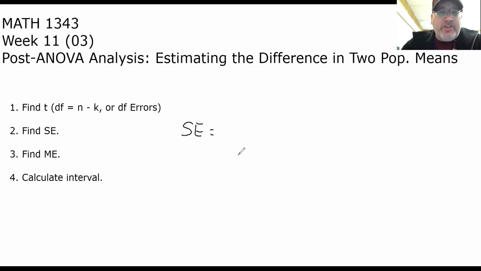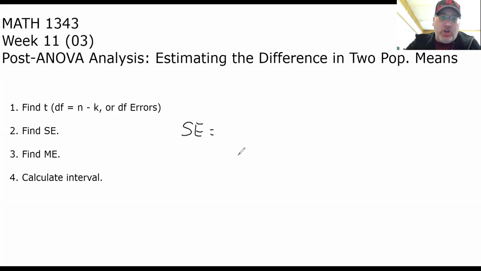Math 3414, Week 11, Video 3, Post-ANOVA Analysis, Estimating the Difference in Two Population Means. In addition to just estimating a single mean value like we did in the previous video, we can also pick two populations and try to estimate the difference in their means.